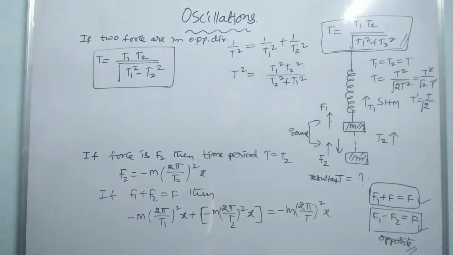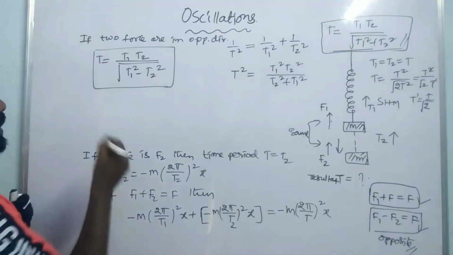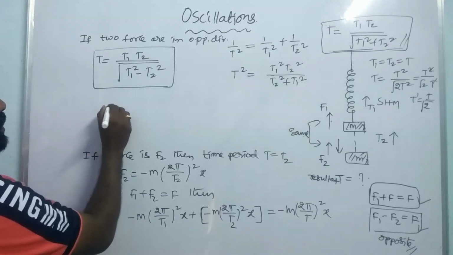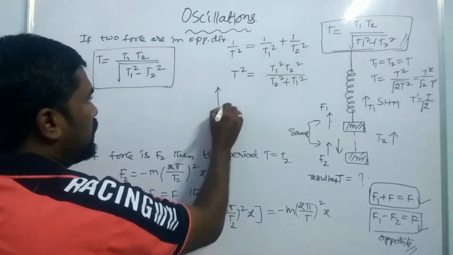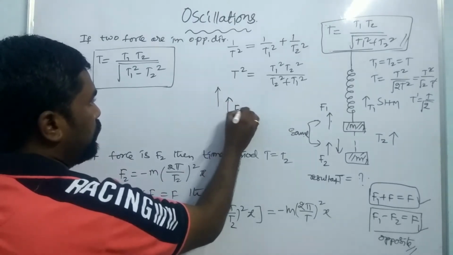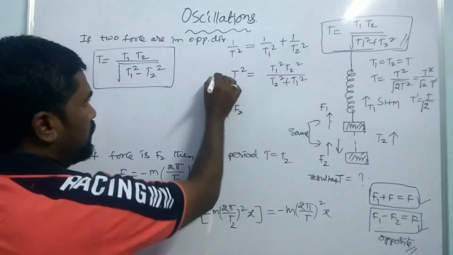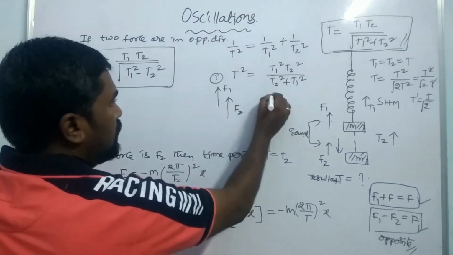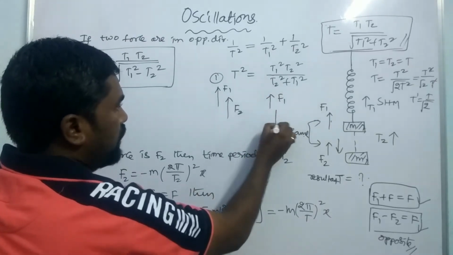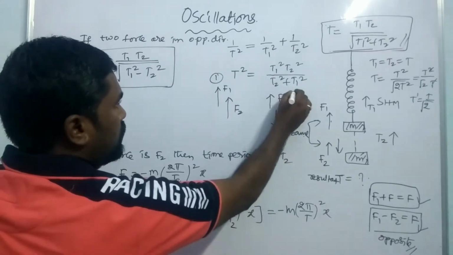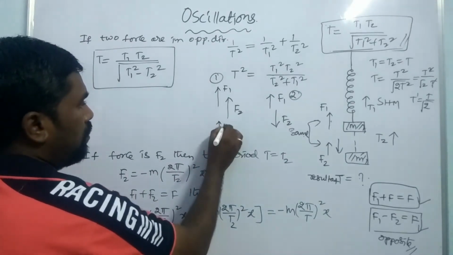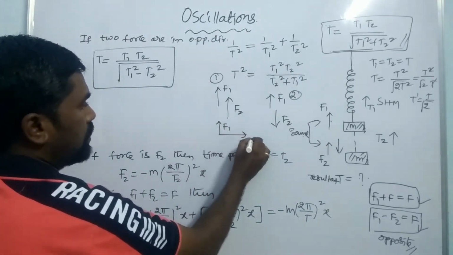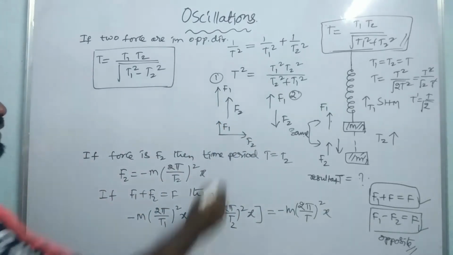Okay, if two forces are acting perpendicular to each other. First case, two forces are in same direction. Okay, so this is the f2 and this is the f1. This is the first case. The second case is two forces in opposite direction. This is the second case. Now the two forces are perpendicular to each other. This is the third case.